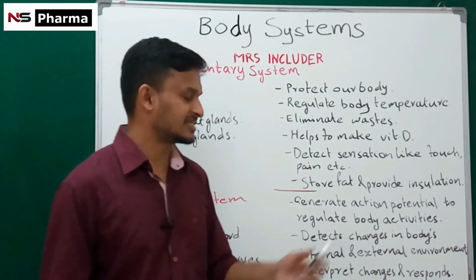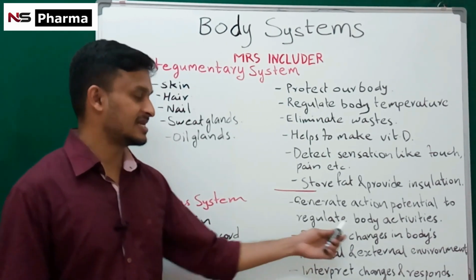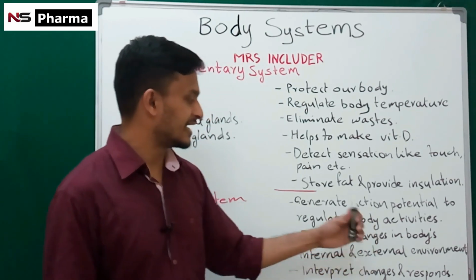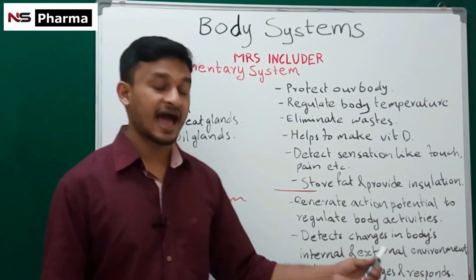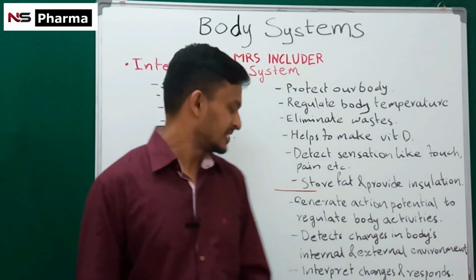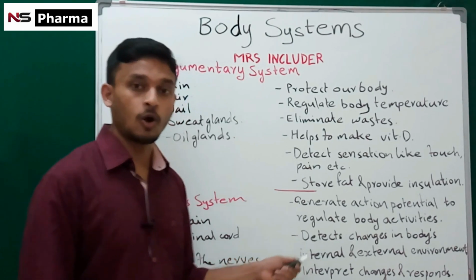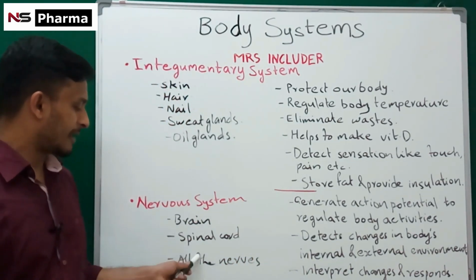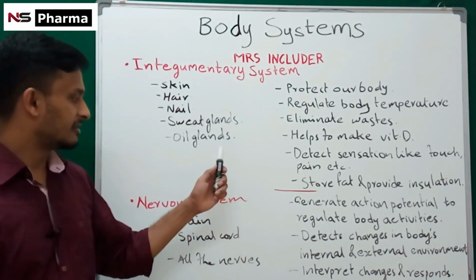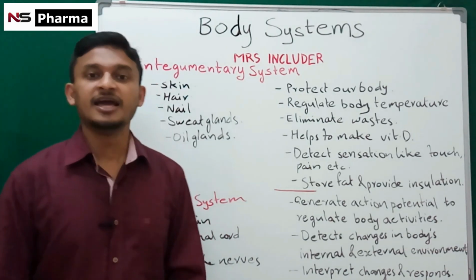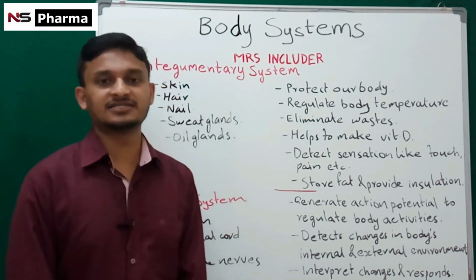Next one, it detects changes in the body's external as well as internal environment. First of all, it detects the changes in the body's internal and external environment. Then it interprets the changes and responds against it. So these are the functions of the nervous system: it generates action potential, it detects the changes, it interprets the changes, it responds against the changes.